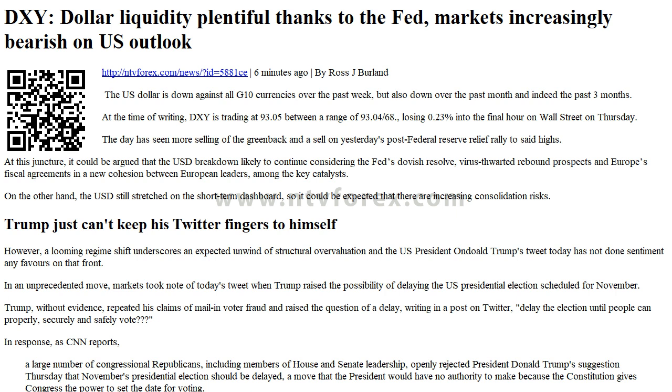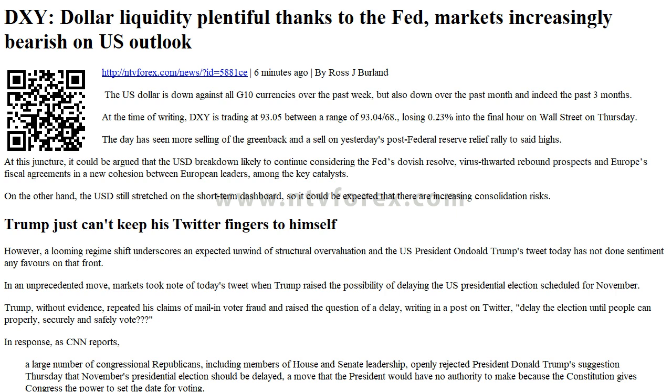On the other hand, the USD is still stretched on the short-term dashboard, so it could be expected that there are increasing consolidation risks. Trump just can't keep his Twitter fingers to himself. However, a looming regime shift underscores an expected unwind of structural overvaluation, and US President Donald Trump's tweet today has not done sentiment any favors on that front.